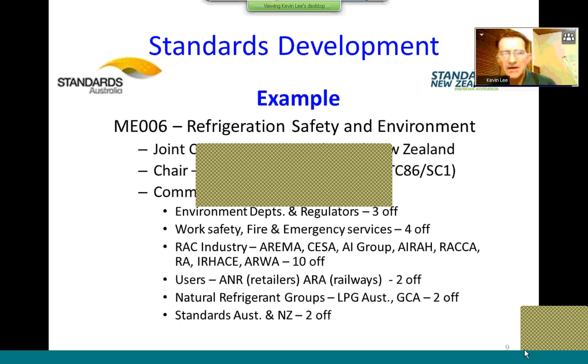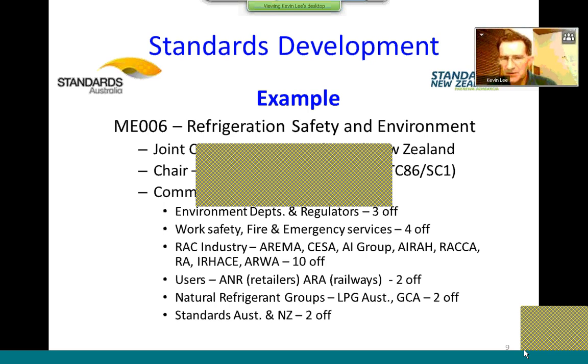Now as an example of this, Standards Committee EL-006 is a refrigerant safety and environment standards committee. It's a joint committee between Australia and New Zealand. I chair that particular committee in Australia and New Zealand, and I'm also that committee's delegate to the international standard that covers refrigeration safety. And on our committee in Australia and New Zealand, we have the environmental departments and the regulators represented, so there's three representatives from there.